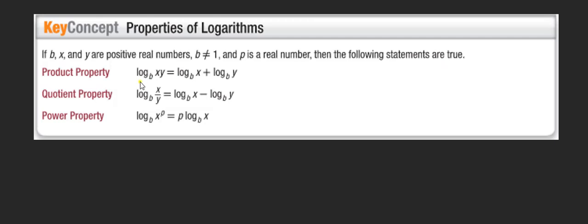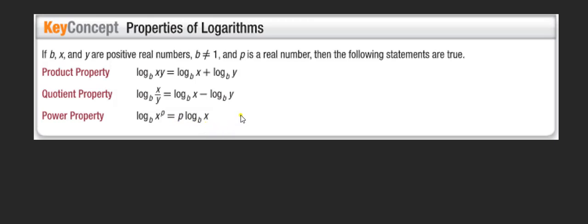First, the product property. It says that log base b of x times y is equal to log base b of x plus log base b of y. And the quotient property says that log base b of x divided by y is the same thing as log base b of x minus log base b of y. Now finally, the power property says log base b of x to the power of p is equal to p times log base b of x.